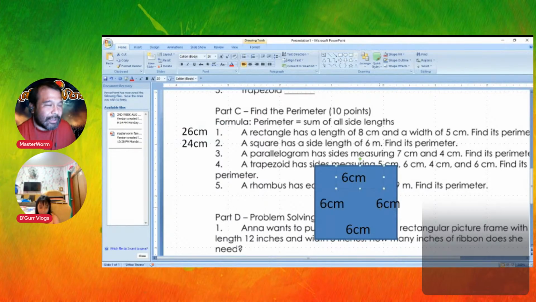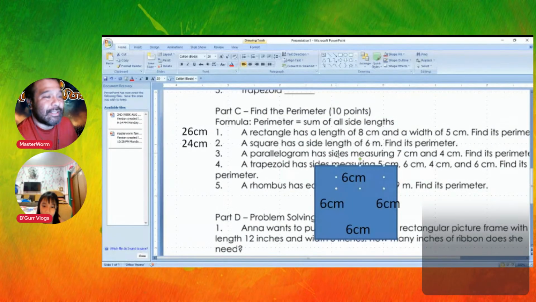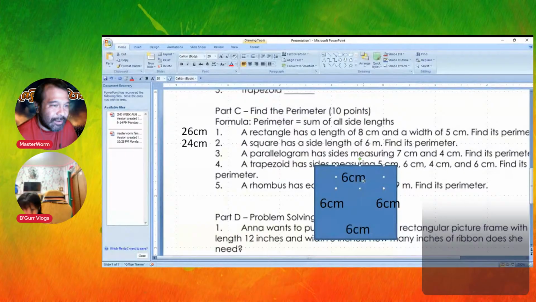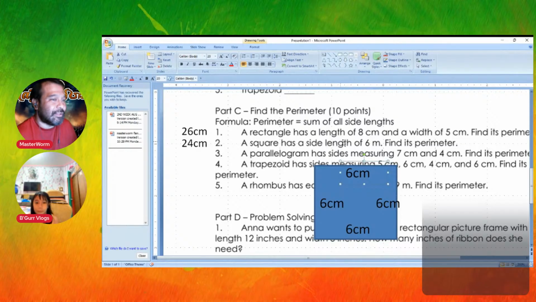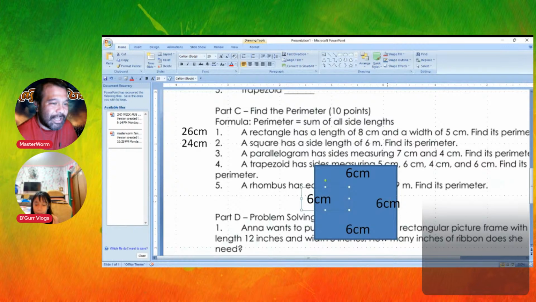Okay, remember, baby, this will come out in your exam. You have to remember this. A square has 4 sides, like this, like I draw a 4-side square. The instruction here says, a square has a side length of 6 centimeters. That's the 6 centimeters. Since it didn't give the other measurements, because it's a square, it means that it is all the same. So each side is 6 centimeters, 6 centimeters, 6 centimeters.